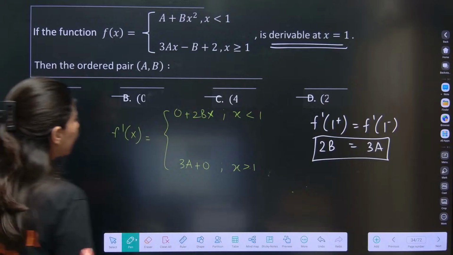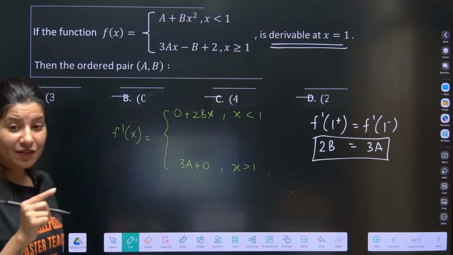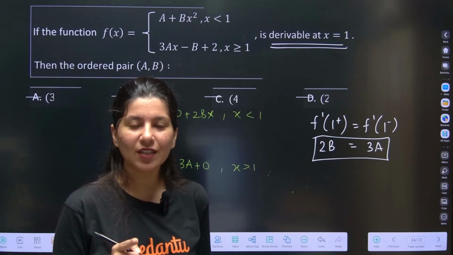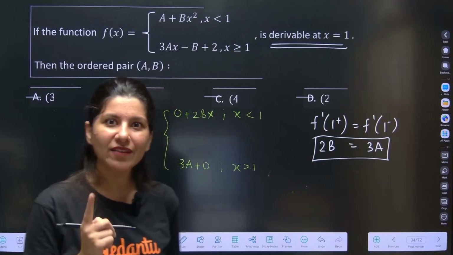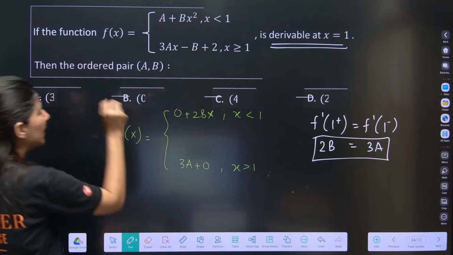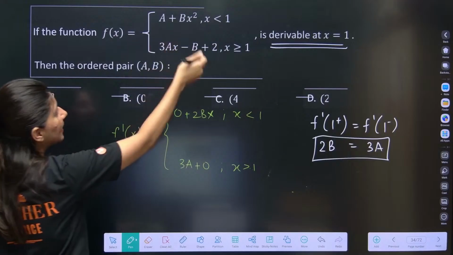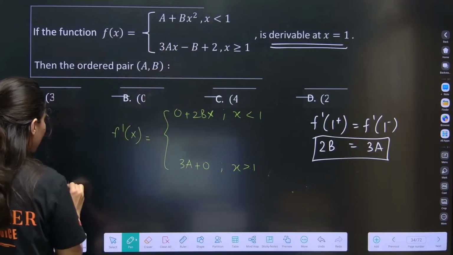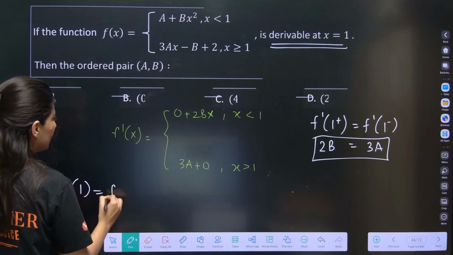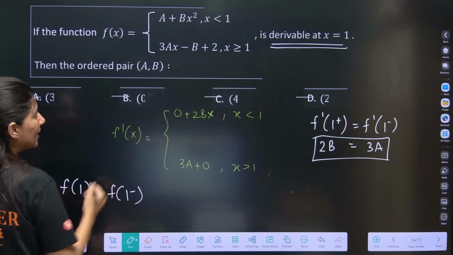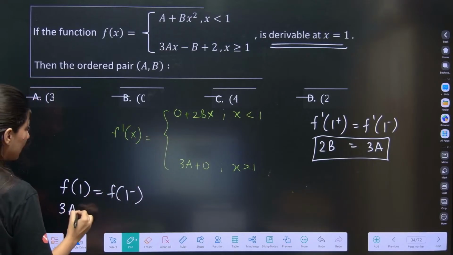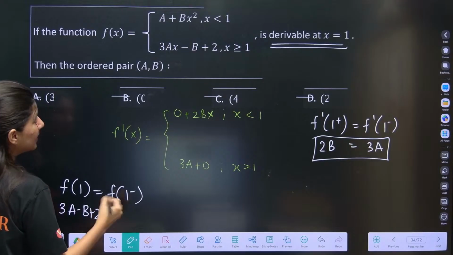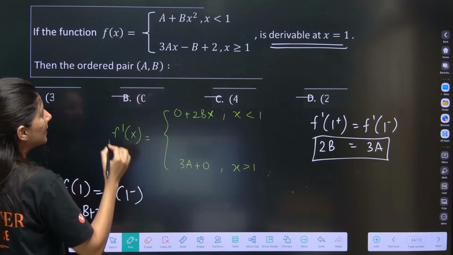How to get the second equation? If this is differentiable, then it would be continuous, right? So I will get one equation by making this function continuous at x equals 1. That means f of 1 should be equal to f of 1 minus. What is f of 1? Tell me, ma'am. 3a minus b plus 2 is equal to f of 1 minus, which is a plus b.